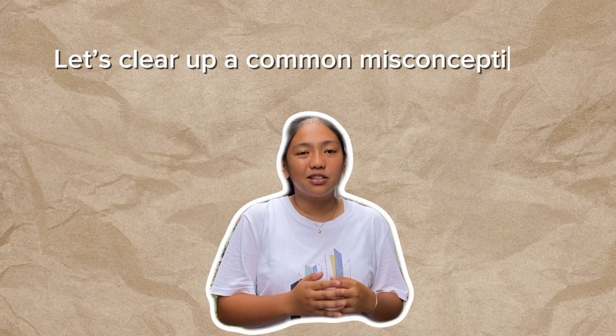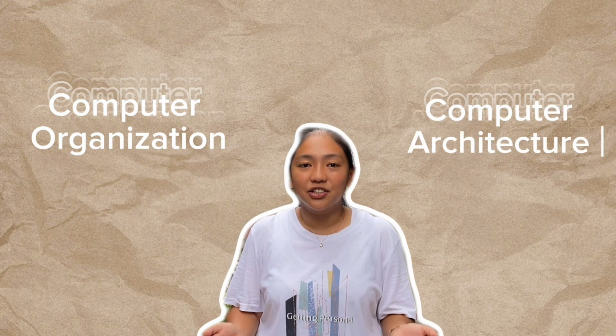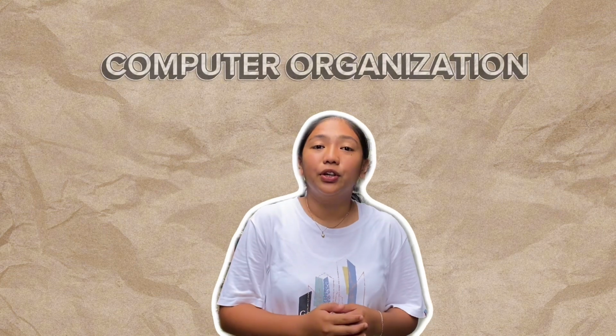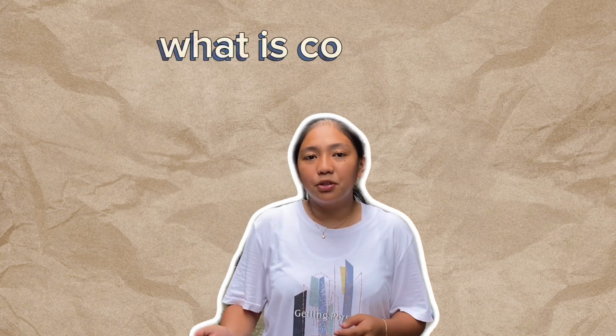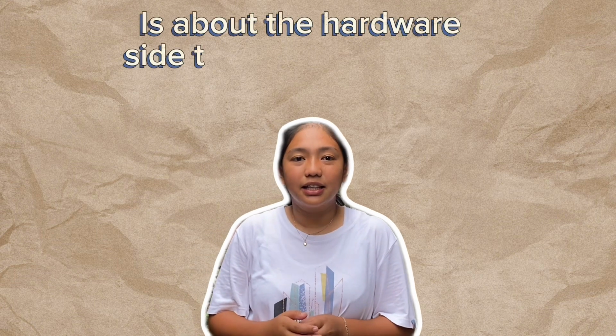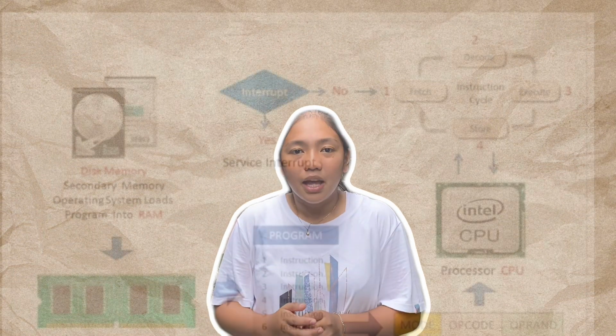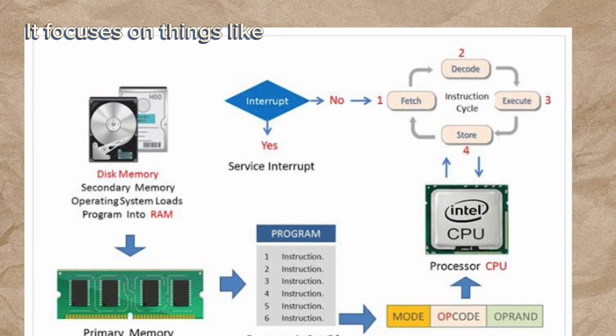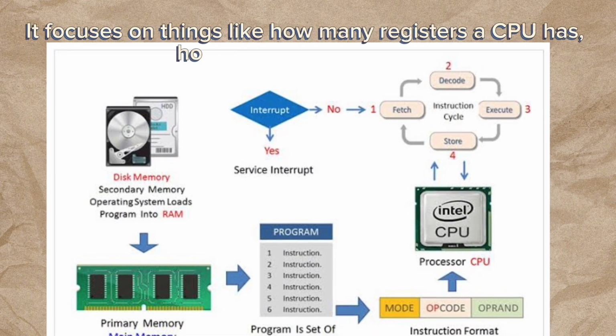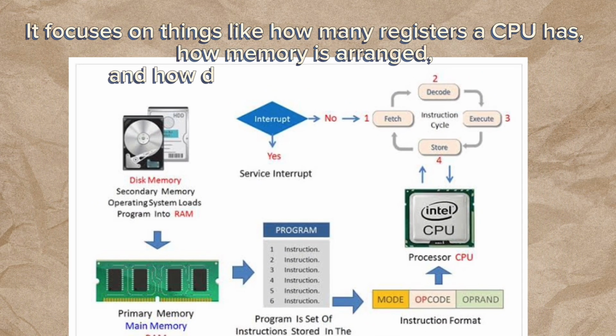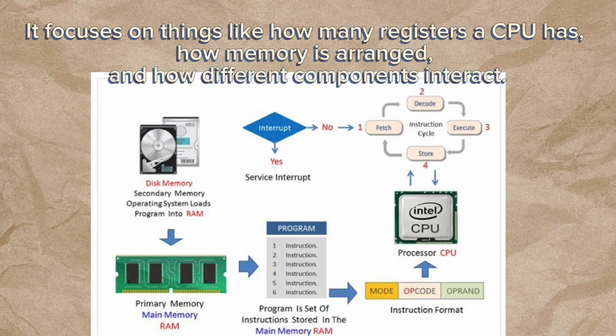Now, before anything else, let's clear up a common misconception. Computer organization and computer architecture are not the same thing. So let's start with computer organization. What is computer organization? Computer organization is about the hardware side, the physical design of a system. It focuses on things like how many registers a CPU has, how memory is arranged, and how different components interact.